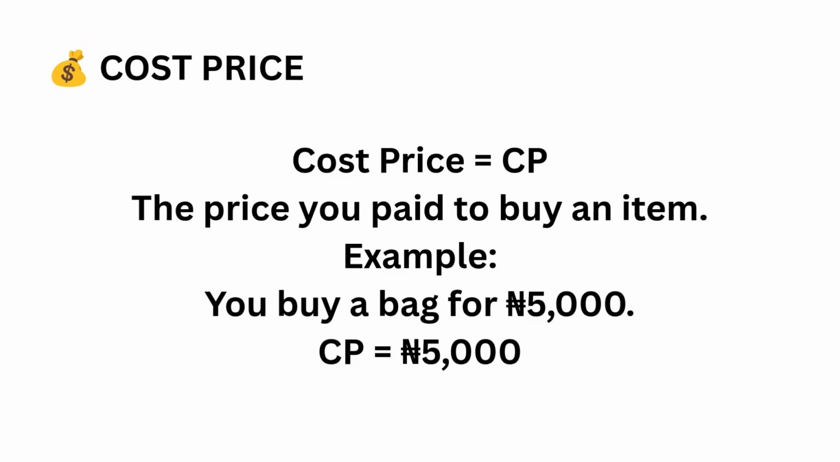Now first of all, let's understand cost price. Cost price is simply the amount you pay to buy something. Any amount you spend to buy any item, that's what cost price means. For example, if you buy a bag for 5,000 naira, the cost price is 5,000 naira. We usually write cost price as CP. In this context, it is cost price and not the commissioner of police, right?